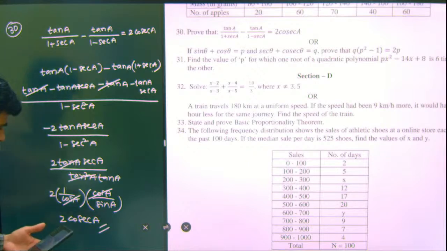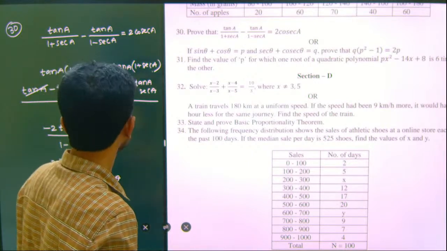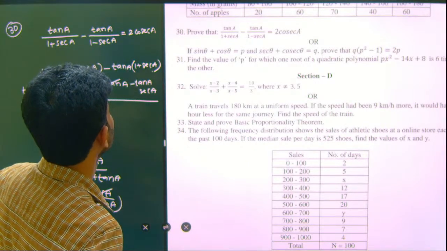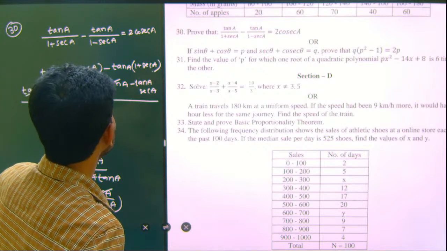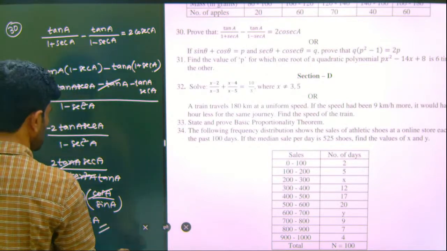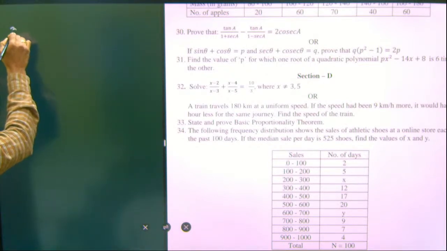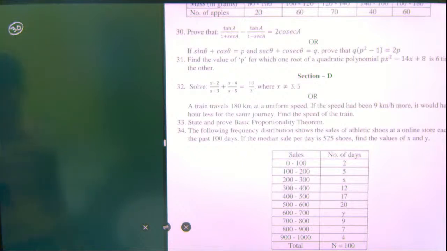So like this we can prove. This is one method. If you do not know that, we have an OR question also in this. In question 30 we have another question.